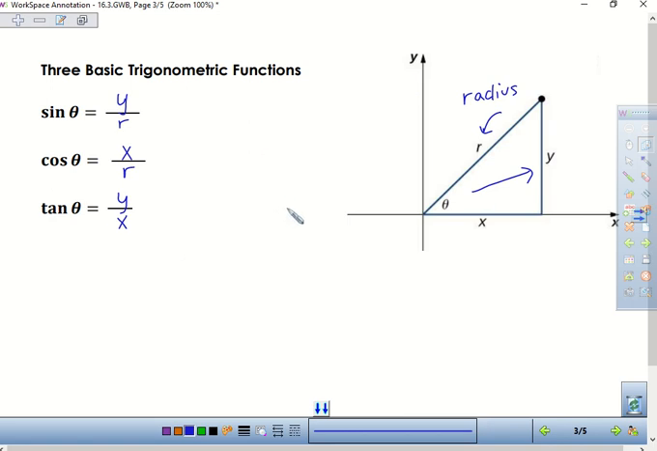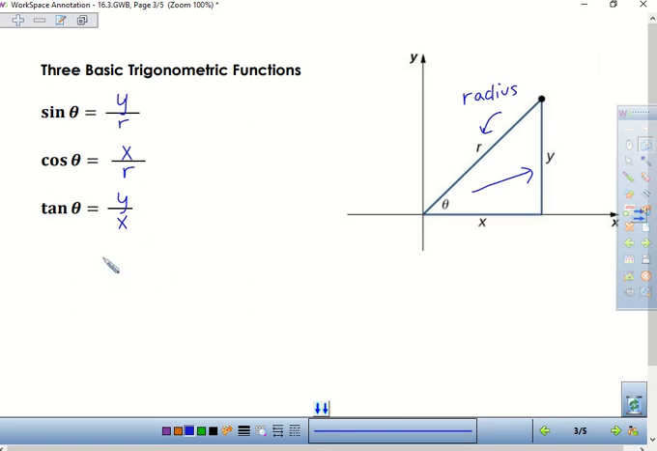Now, with that, what you're going to notice is, if we're talking about the unit circle here, what do we know that r is always? The radius is always 1 of the unit circle. So isn't sine just equal to y? And isn't cosine just equal to x? Yeah, it would be x over 1, right? So then tan would just be y over x.